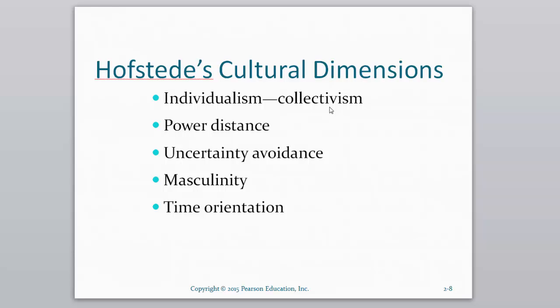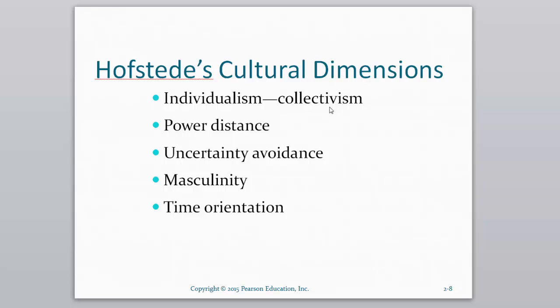The second one, Hofstede's cultural dimensions. Hofstede classified culture in 5 dimensions. The first one is individualism versus collectivism, then power distance, uncertainty avoidance, masculinity, and time orientation. These are all very important cultural dimensions. So basically, individualism is where the societies, the cultures, focus on self-achievement. Individuals rely on themselves, each individual, and they focus on their self-achievement. Their number one priority is self-achievement.